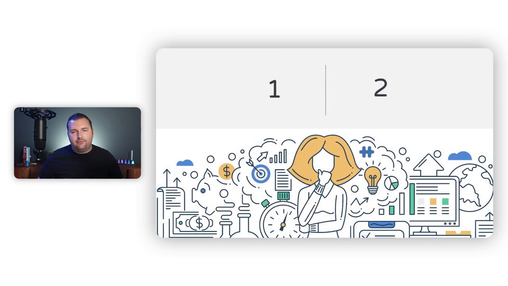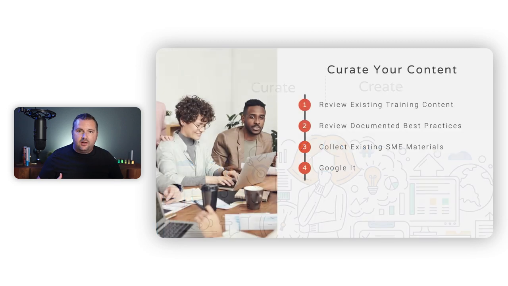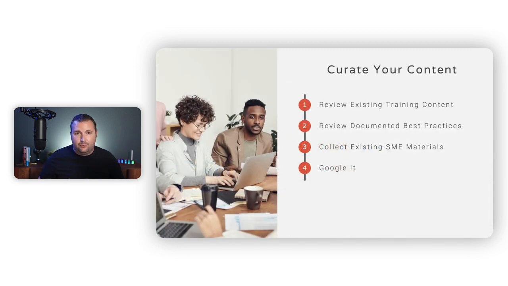So let's talk about a couple different options for how you go about collecting or creating your content. In my opinion, there's one of two paths you can go down, or it might be a combination of the two. The first option might be curating content, right? You curate existing content to convert it into your e-learning course. Or the second option is to create your content from scratch. And there's probably a little bit of overlap between these two on any project that you're working on. Now, when we talk about curating your content, there's a lot of different ways you can go about doing that.